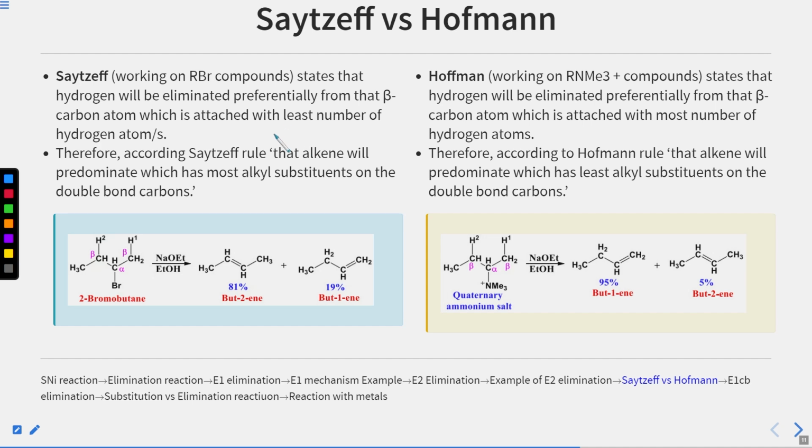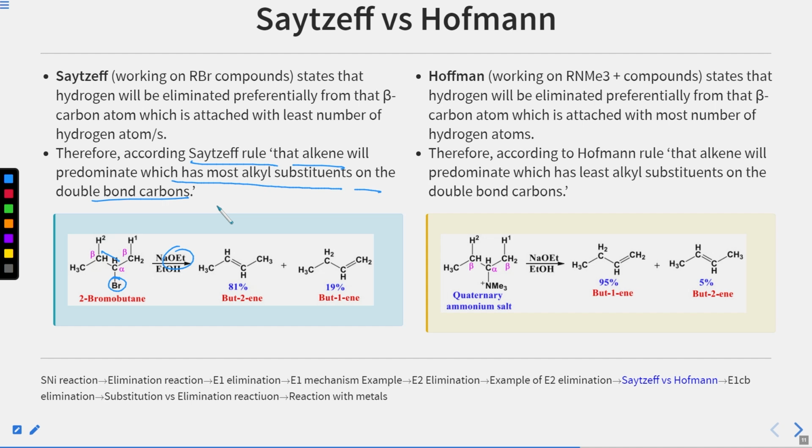Talking first of all about Saytzeff: if there is simple elimination, we have used a strong base. EtO minus will extract this hydrogen, and we will get our product in a single step. We will get the Saytzeff product as it is more stable. According to Saytzeff, the alkene formed will be the one with more alkyl substituents on the double-bonded carbons.